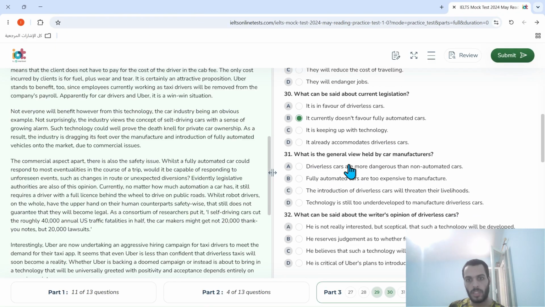And what is the general view held by car manufacturers? These cars are more dangerous than other automotive cars. Also, there's the safety issue.